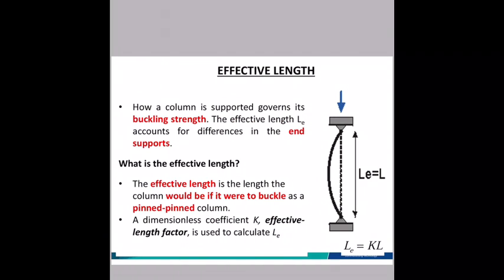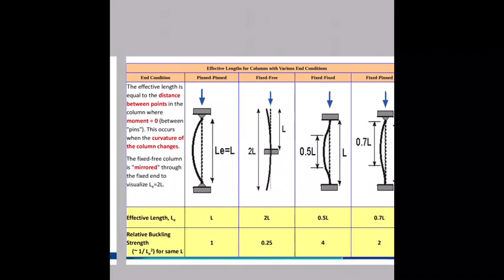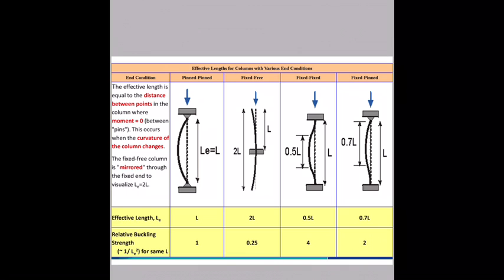What is effective length? How a column is supported governs its buckling strength. The effective length LE accounts for differences in the end support. The effective length is the length the column would be if it were buckled as a pin column. A dimensionless coefficient, K effective factor, is used to calculate LE. As I mentioned before, you have 4 types of column connection. Then effective length is where it is buckled. So you need to times the effective length with a K factor. So this is the same explanation. You can go through the lecture note later.